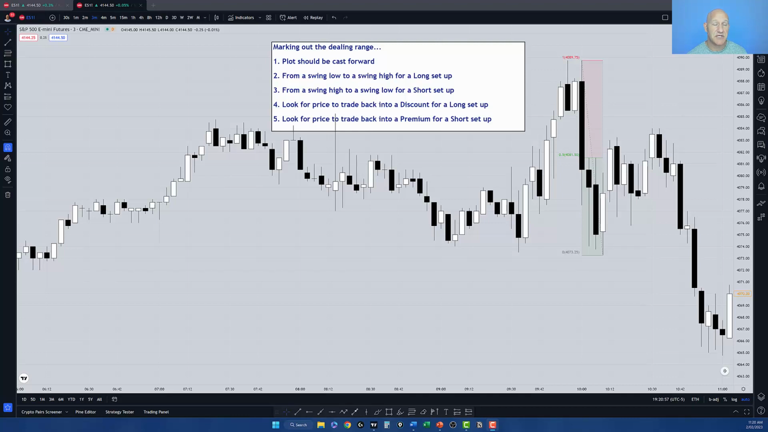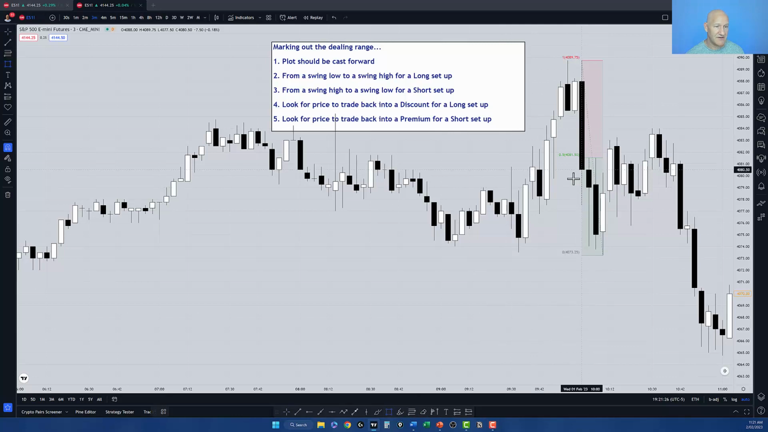So looking at our short setup now, it's obviously just the opposite of what we'd be doing for our long setup. So we run our fib or our array from the swing high to the swing low, and again we're casting forward because we're looking for price to come back into this area before trading lower. So you can see in this example, from this swing high to this swing low here, we have our equilibrium. We're sitting right inside a fair value gap just there.